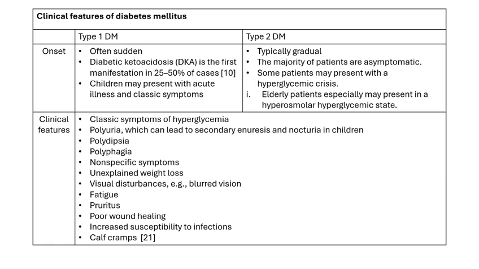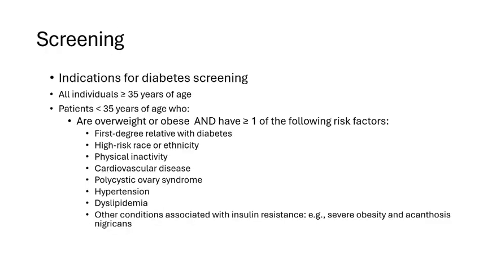Coming to screening part of diabetes. People get the doubt when we should go for screening. At what age we should go for screening for diabetes? The indications included are all the individuals more than 35 years of age should undergo screening for diabetes.